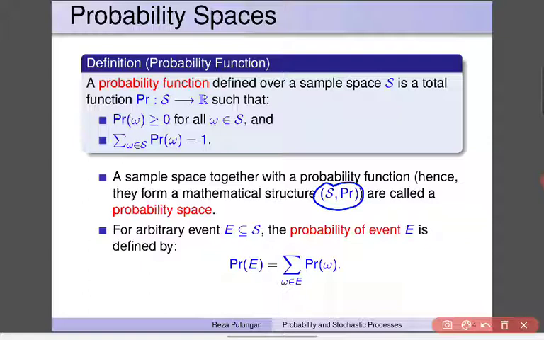Previously, we have seen the definition of the probability of an outcome when we define the probability function. Now, this definition can be lifted and generalized to the probability of an event. Given an arbitrary event E, the probability of event E is defined by the sum of all the probabilities of omega inside of this event E.